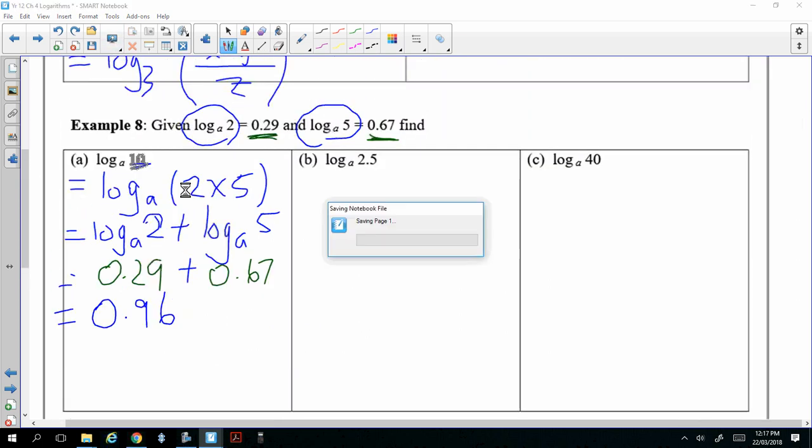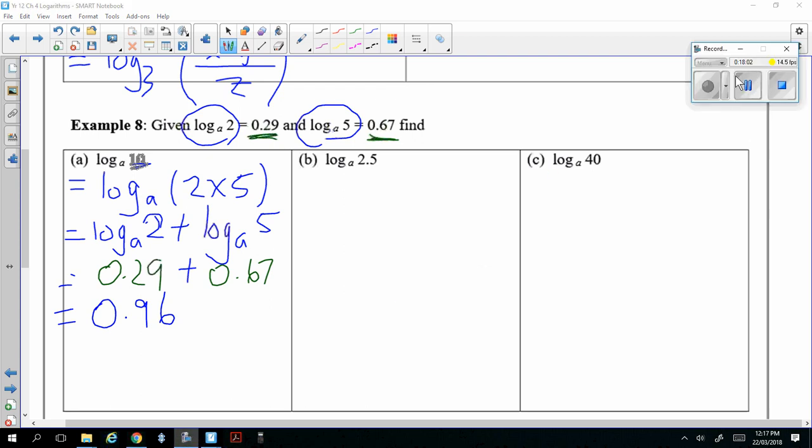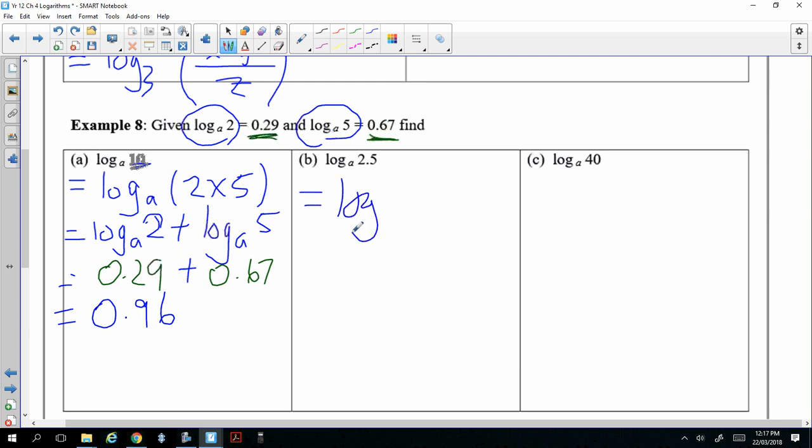Okay, so 2.5 is 5 over 2. Write it as an improper fraction, 5 over 2. Then when it's a division, it becomes a minus. Minus. And log 5 is 0.67 minus 0.29. Again, using our calculator, that will be 0.38.